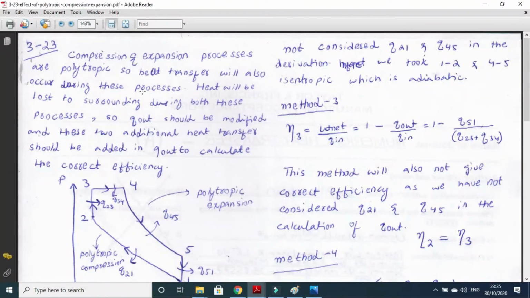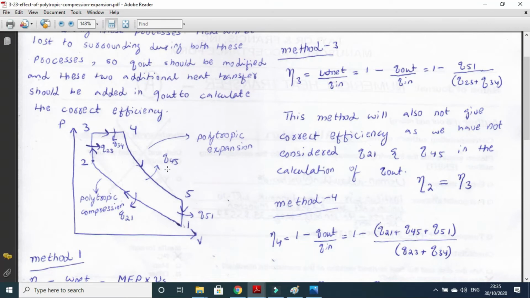Okay, so now you can see here that if compression and expansion processes are polytropic, then heat transfer will also occur during these processes. Heat will be lost to surroundings during both these processes, so Q out should be modified, and these two additional heat transfers should be added in Q out to calculate the correct efficiency.